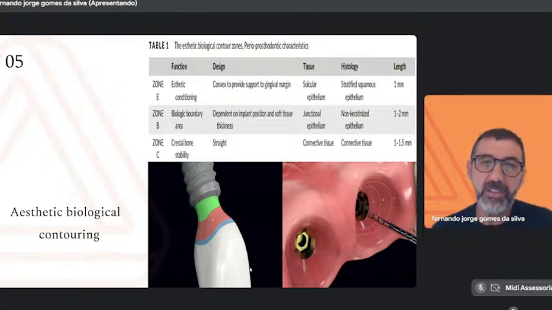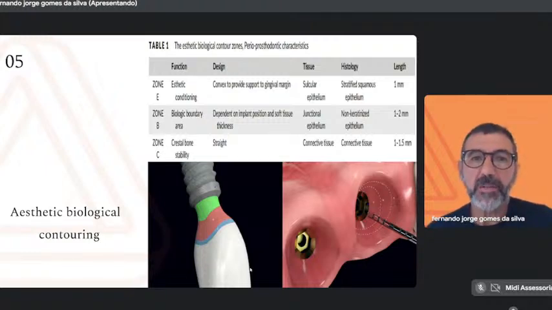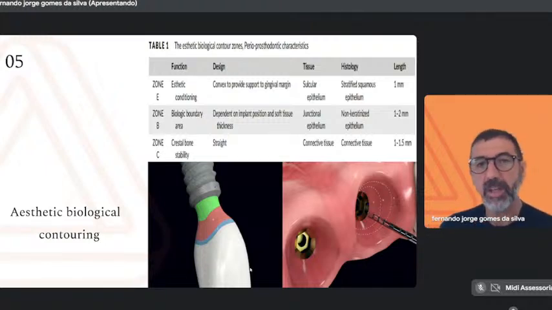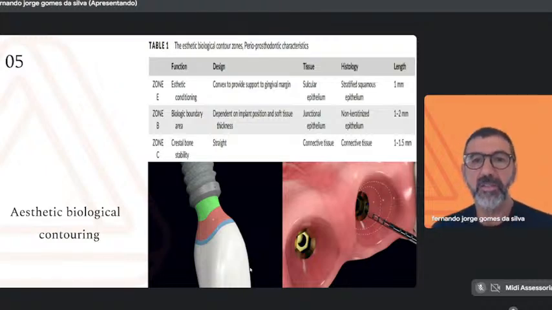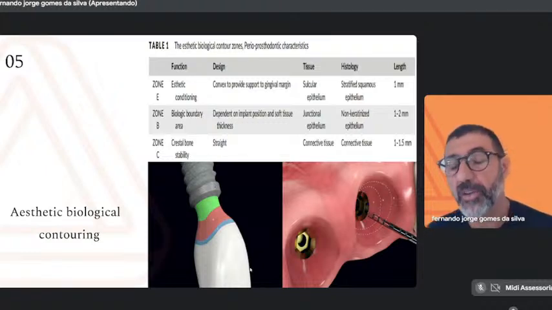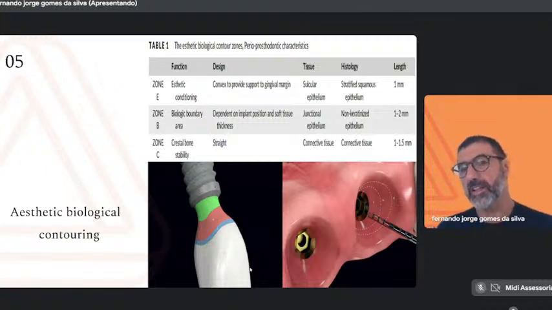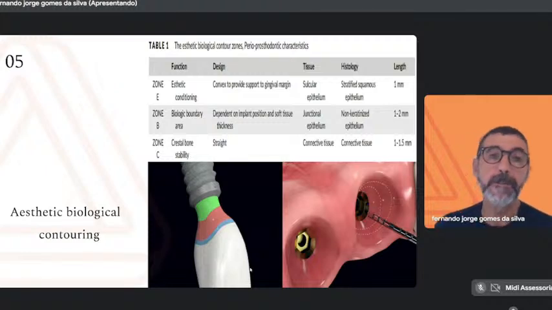We have the B zone, intermediate. Its function is a biologic boundary area, depending on implant position and soft tissue thickness. It's a junctional epithelium, and it's not keratinized epithelium. It's between 1 and 2 millimeters in length.